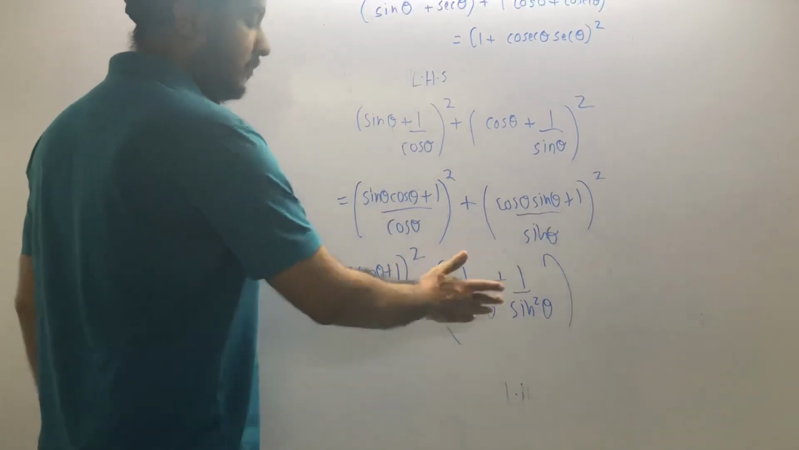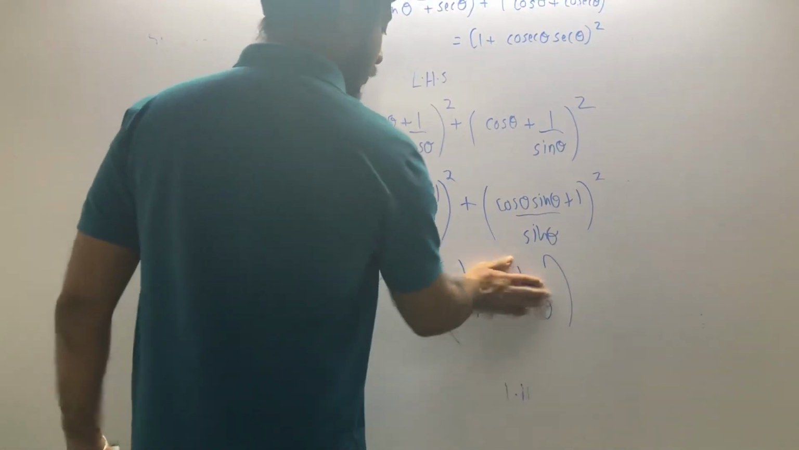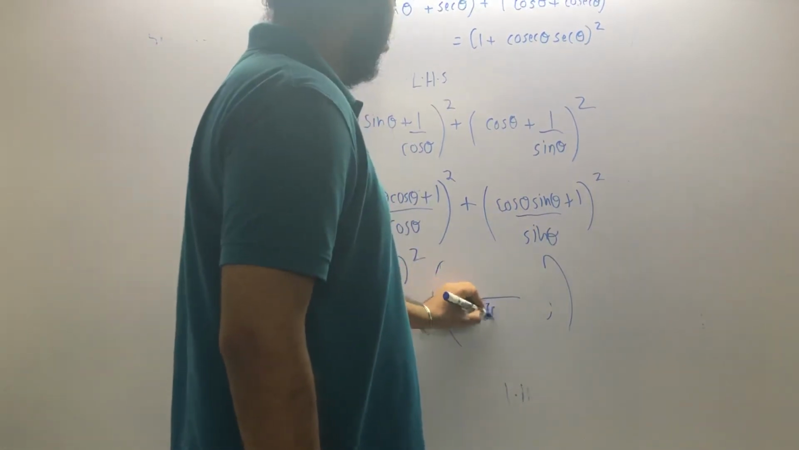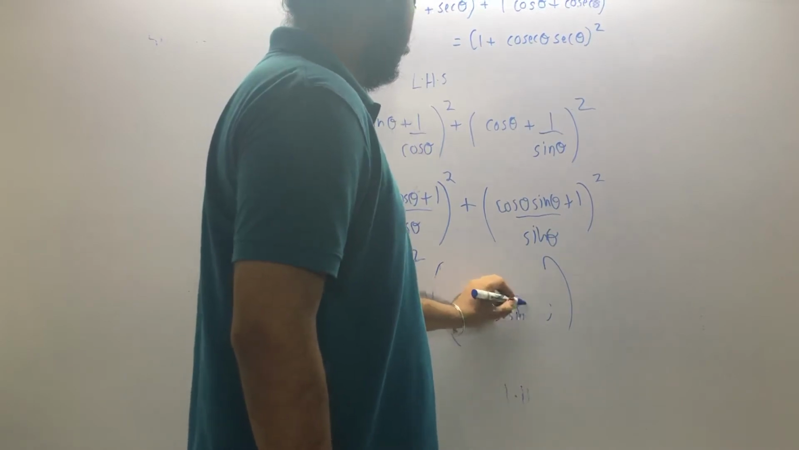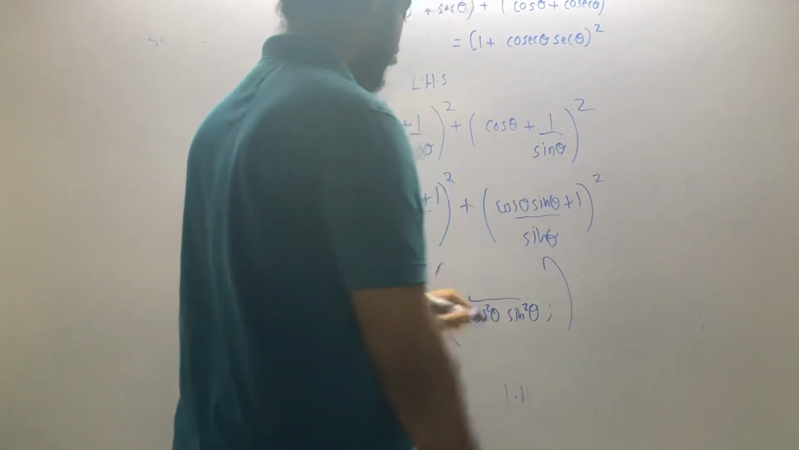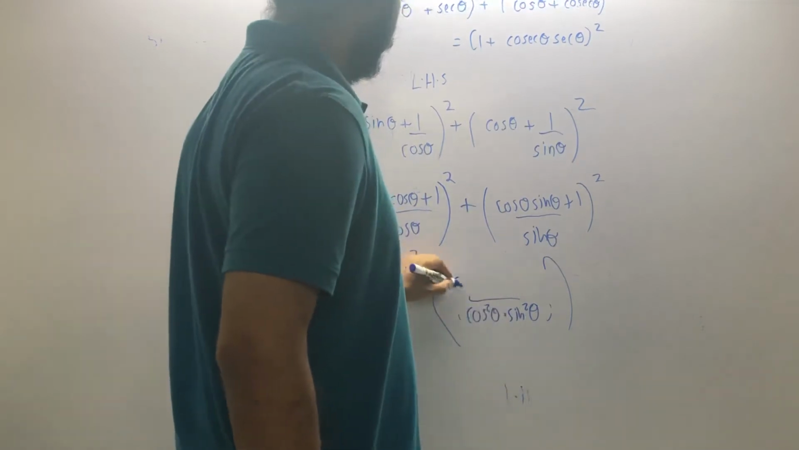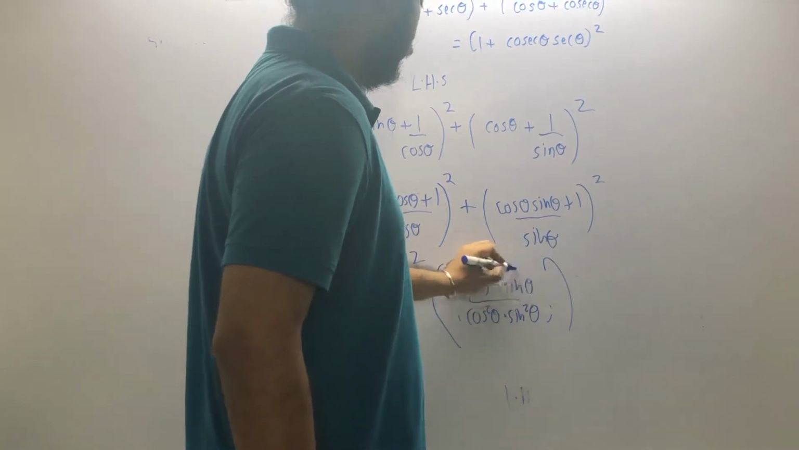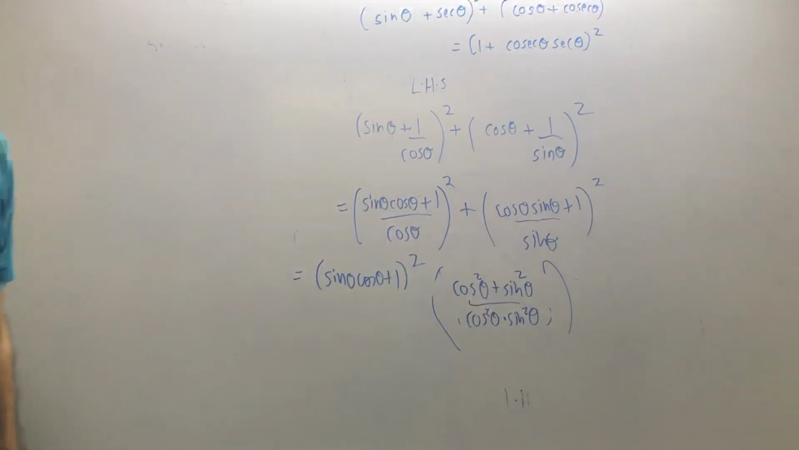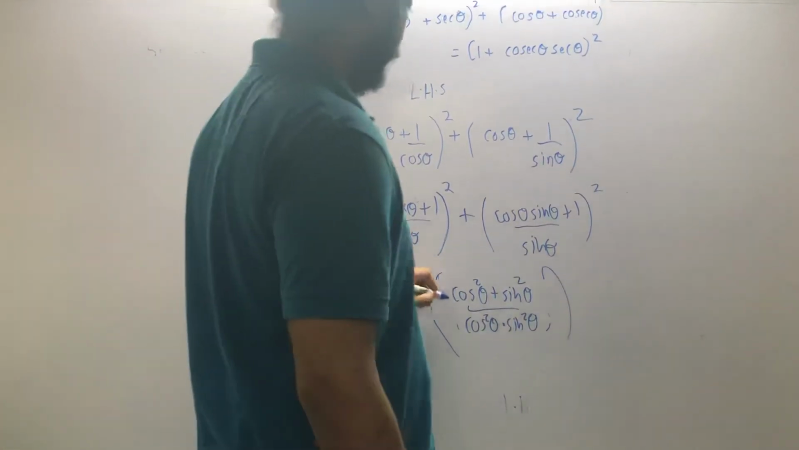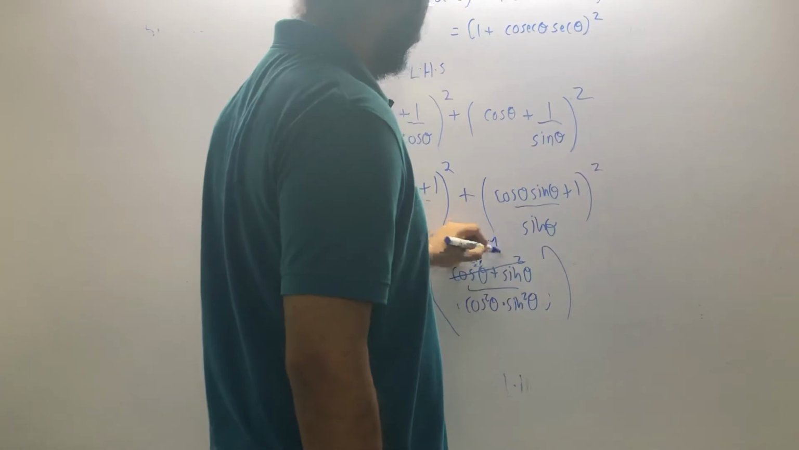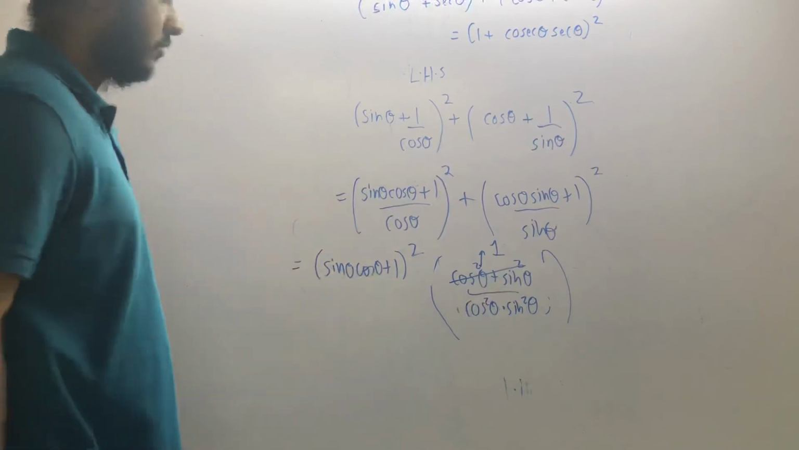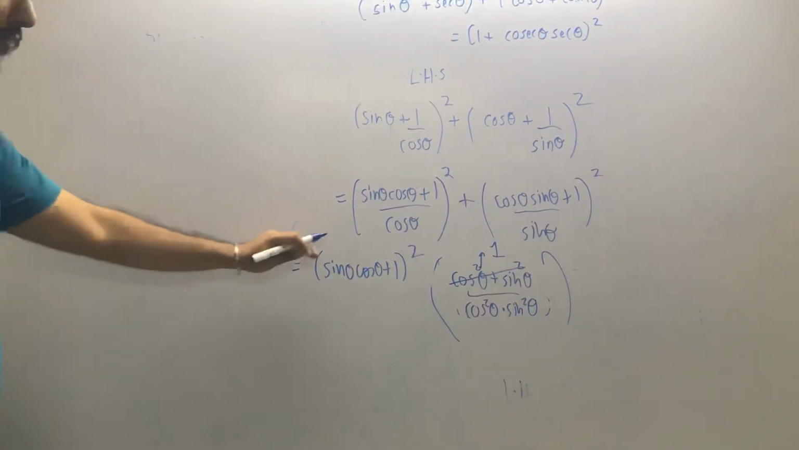So what will be the LCM? LCM will be cos square theta sine square theta. So this will become what? Okay, now cos square theta plus sin square theta is what? That is 1. Okay, so now let us go back to this side. This side was, okay, I will do it here. Okay, I am doing here.